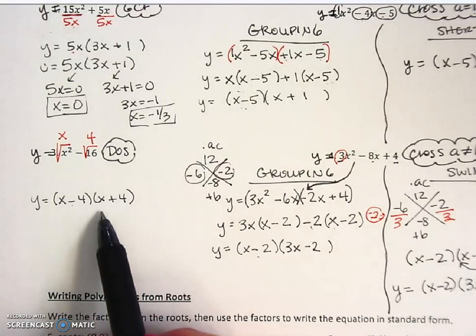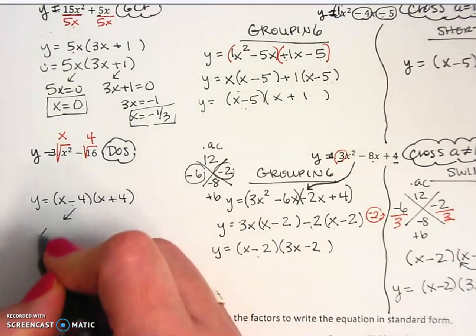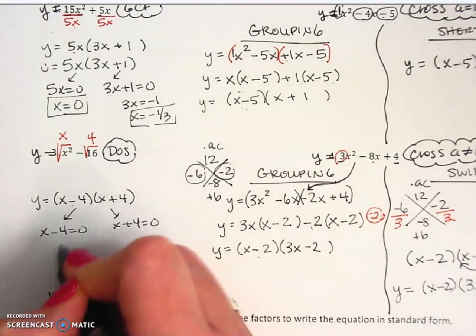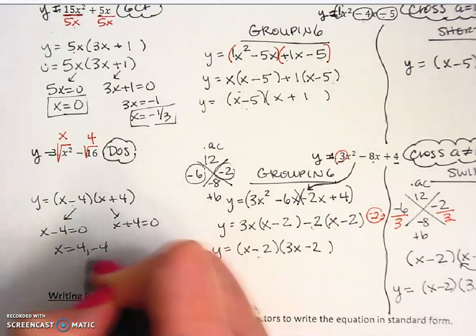So that's why we want to factor, okay? In the difference of squares example, set your factors equal to 0 and solve. You get 4 and -4.